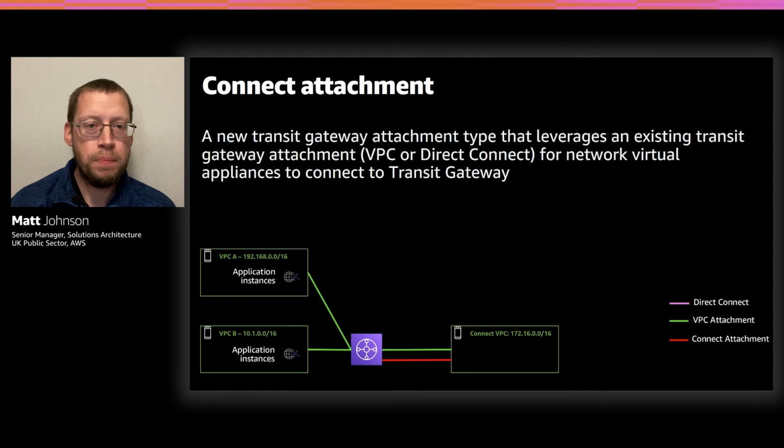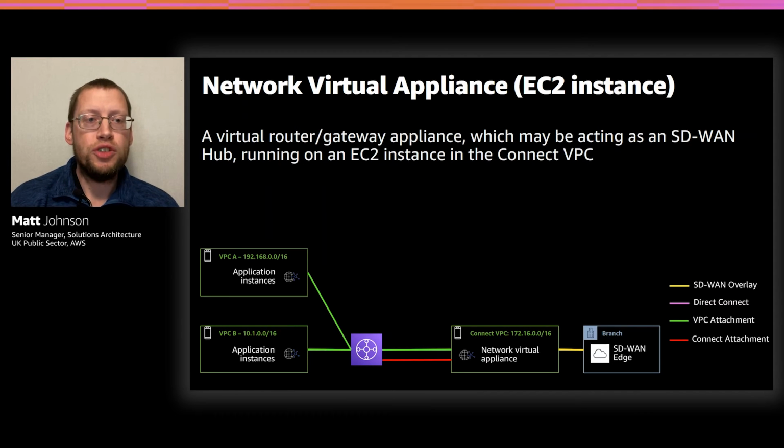What we're then able to do is to spin up a network virtual appliance. So this will be an EC2 instance, typically running as an SD-WAN hub, although it could be a separate type of network router, running on EC2 in that Connect VPC. It will have an IP address on that Connect VPC. It may well have connectivity out to your SD-WAN edge over VPN or an SD-WAN overlay.